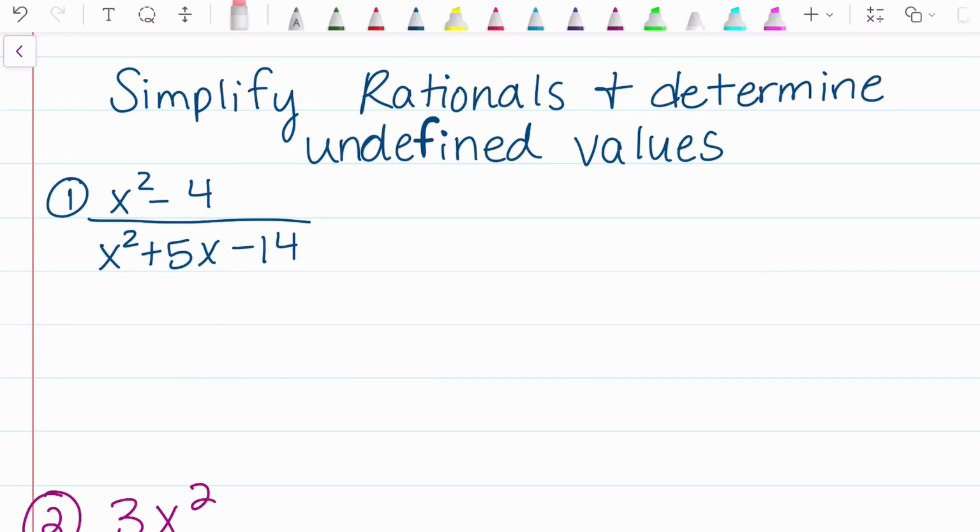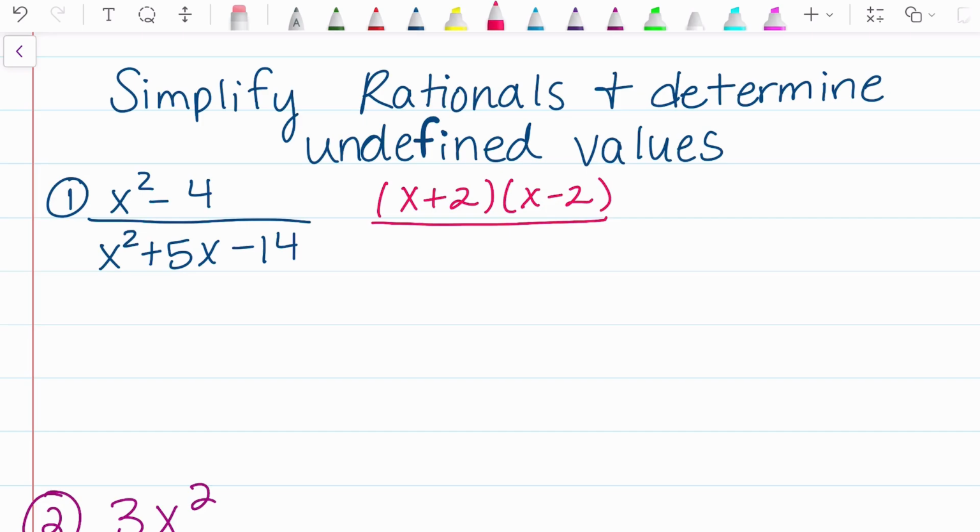In this video, we're going to talk about how to simplify a rational expression and also how to determine where it has undefined values. So the first step is factoring. You want to check to see if you can factor the top and/or the bottom. And in this one, the numerator factors to be x plus 2, x minus 2 because it's the difference of perfect squares. I do have videos on factoring. If you're rusty on factoring, it is definitely a prerequisite skill for this skill.